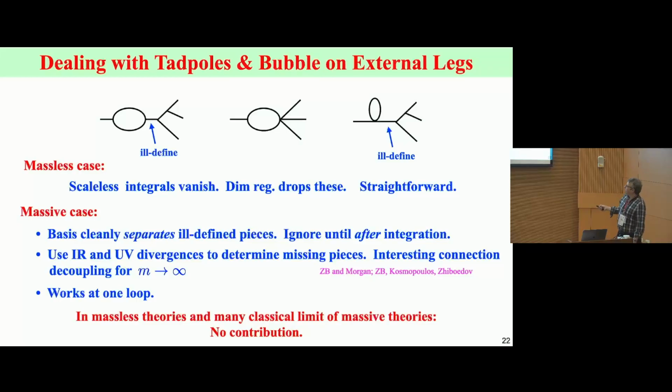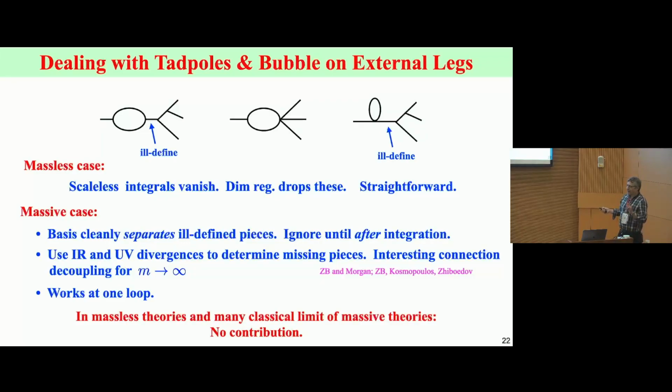For the massive case, it's more complicated. These pieces are ill-defined if you work at the level of the integrand. But one observation is the basis cleanly separates these ill-defined pieces. So these are terms that have no cuts. The terms that we're looking at have cuts, and those are uniquely determined in the basis. They don't mix with any of this. Okay? Now you say, okay, but you still have to figure out how to do it.